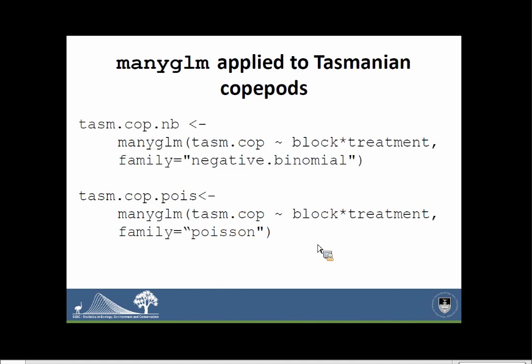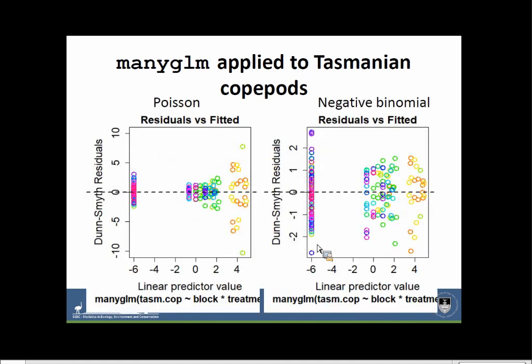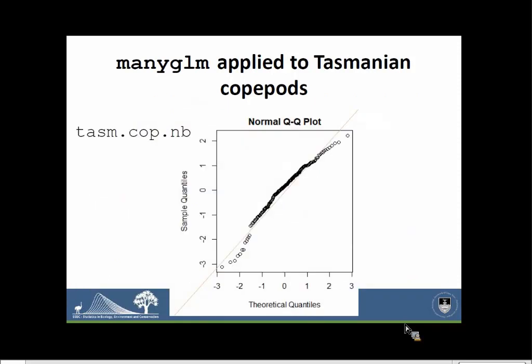Right. So now we can plot the residuals for those once we've run them. And with the Poisson, you can see that there's this funnel shape, which means that it's over dispersed. So now, the negative binomial actually looks a lot better. So we're going to go with that model. You can also check for normality if you need to.